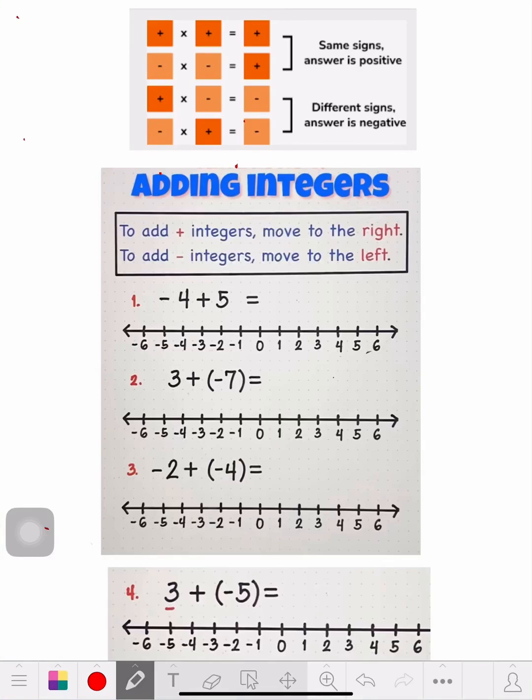The lesson I found online today is adding integers. It's right here. Okay? So let's try working on that. They gave you a little rule here. To add positive integers, move to the right. To add negative integers, move to the left.